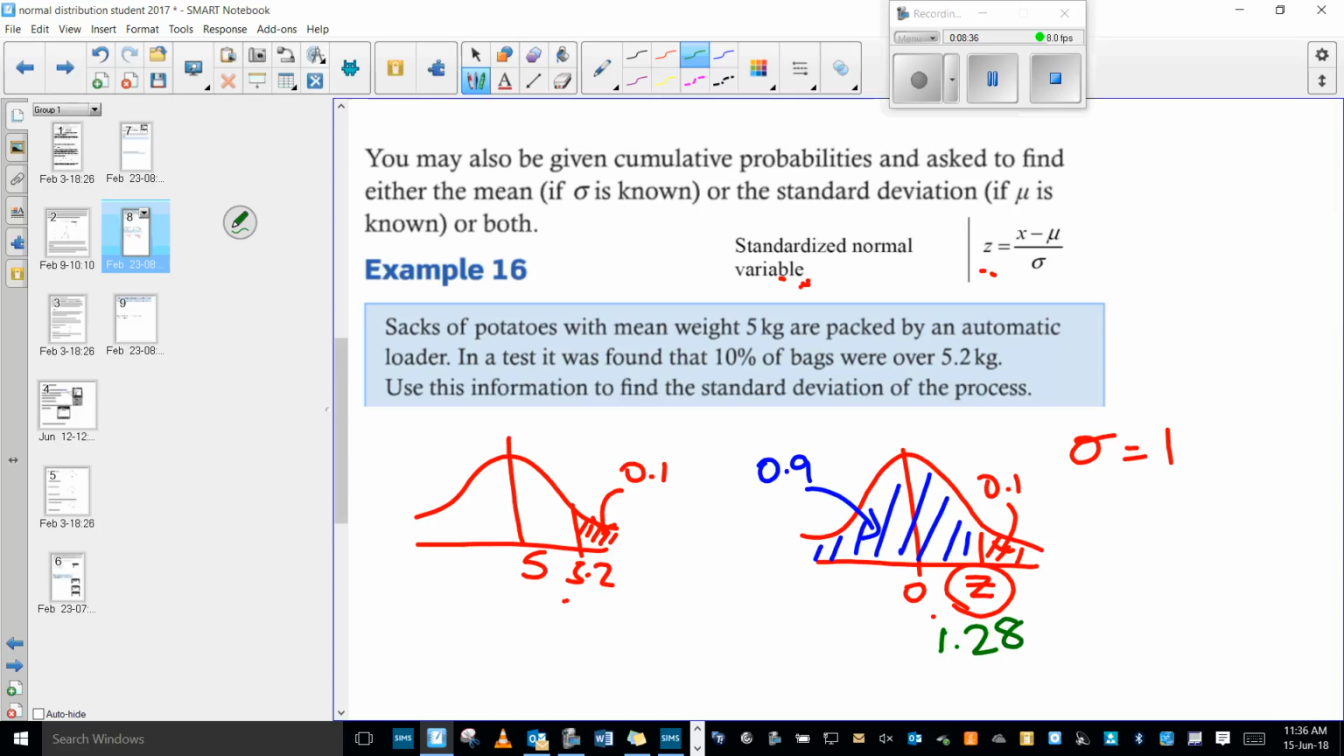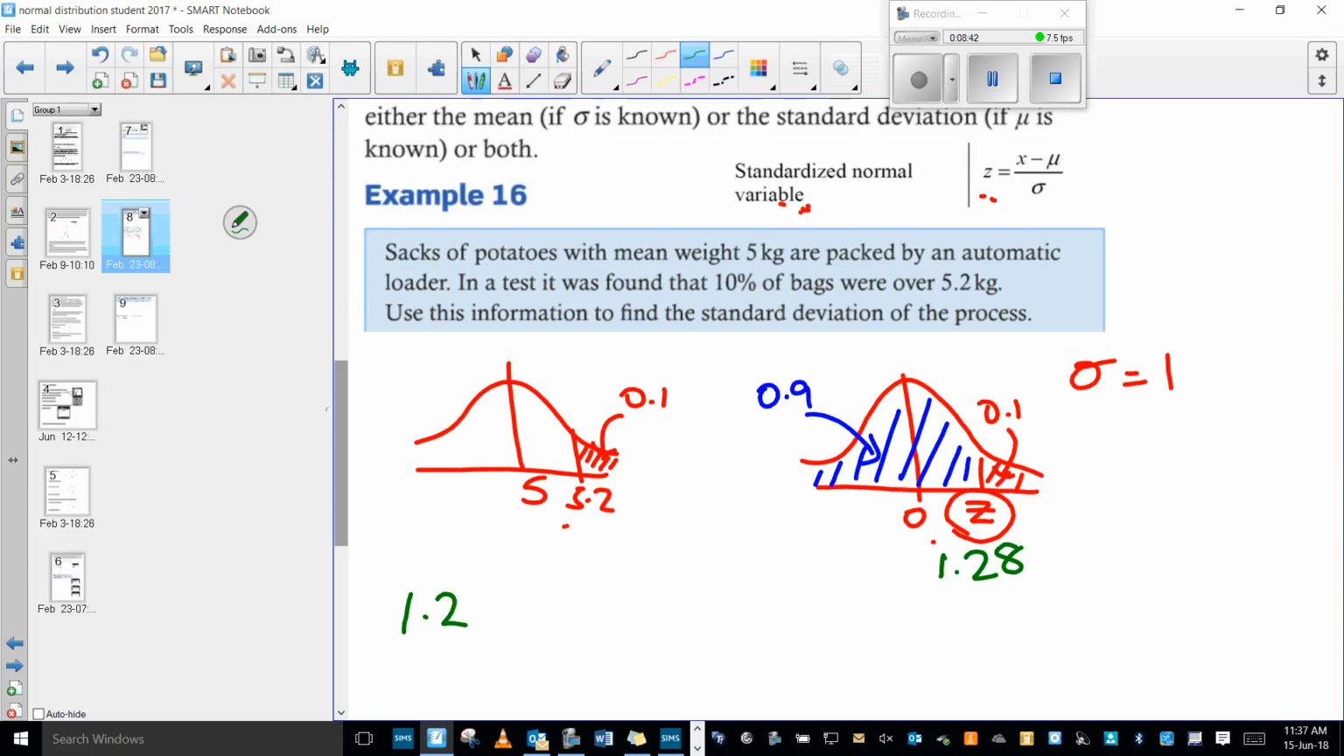So now we're going to use that formula because we know that 1.28 is our Z, and that's equal to X, which is our data value. Which data value did it represent? This one here. Take away our mean. What's our mean? Our actual mean. 5. Divided by our standard deviation, which is the thing they've asked us to find.